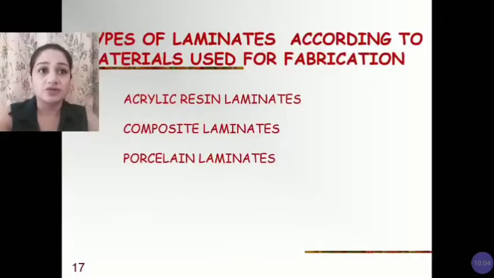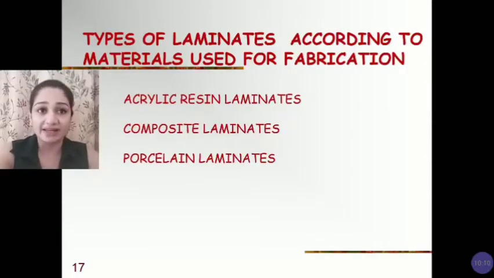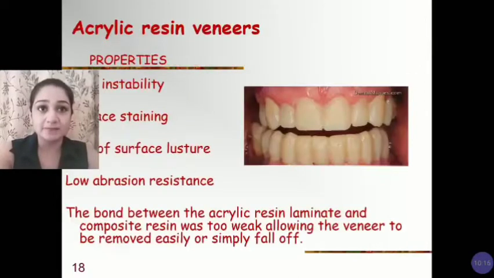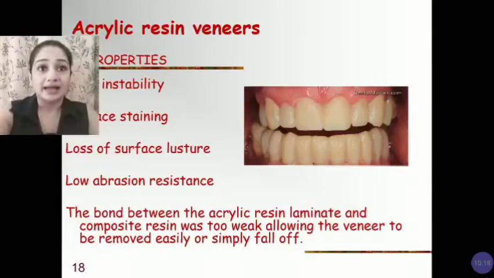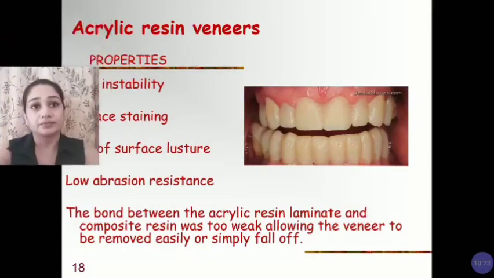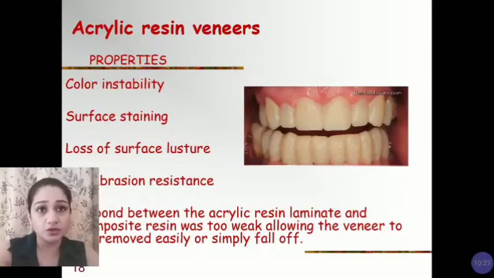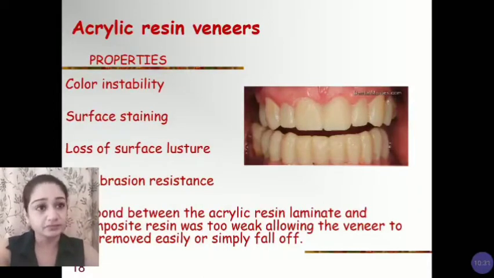Coming to different types of laminates. These are the types according to the material used. So we have acrylic laminates, we have composite laminates, and we have porcelain or ceramic laminates. So let's see. Coming to acrylic resin veneers. One of the most common uses of acrylic resin veneers is that we give these veneers for temporary purposes.